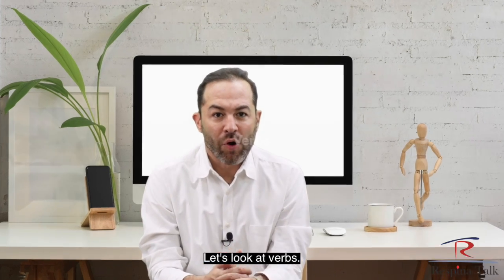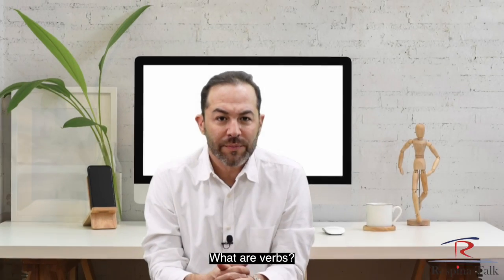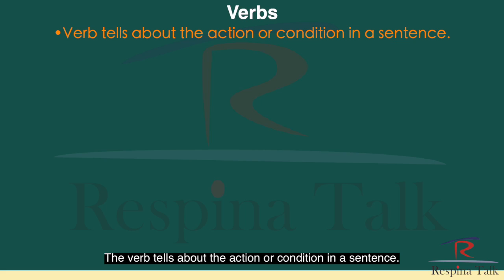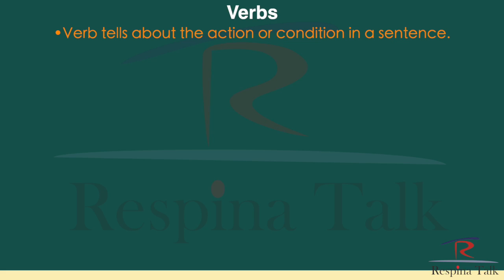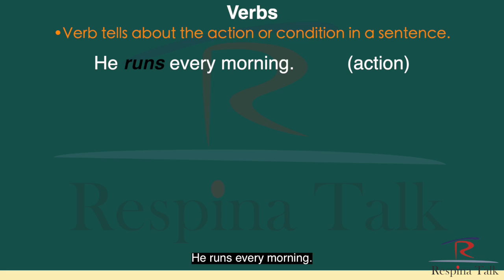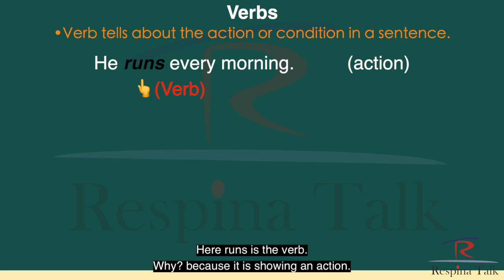Now let's look at verbs. What are verbs? The verb tells about the action or condition in a sentence. For example, he runs every morning. Here, runs is the verb. Why? Because it is showing an action.